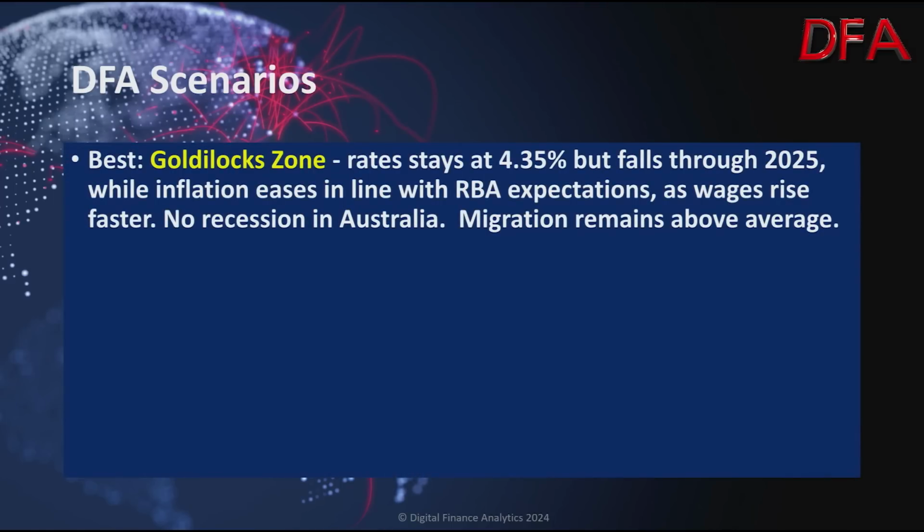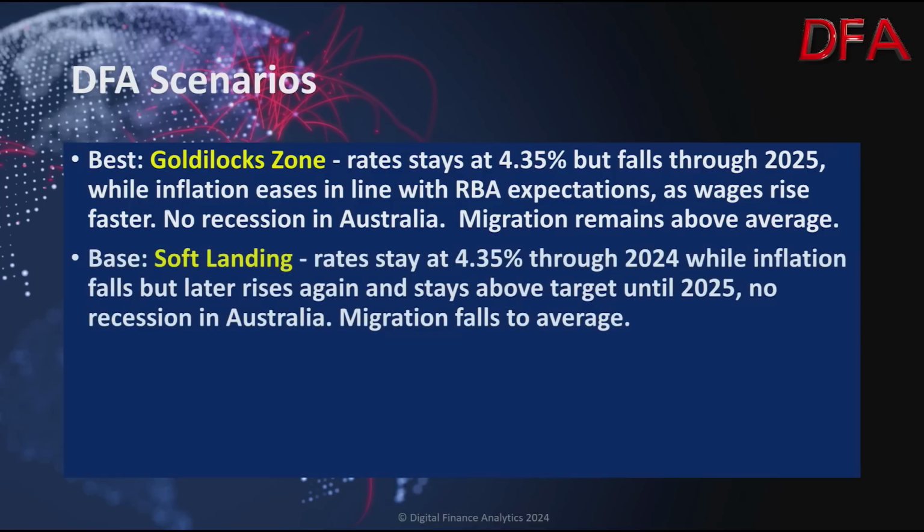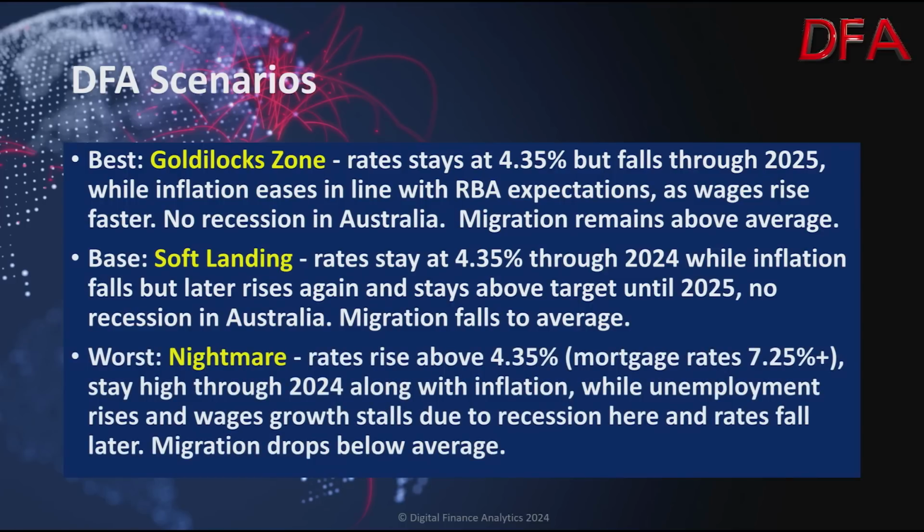There are three. The best case is the Goldilocks zone, where rates stay at 4.35% and then fall later. The soft landing is that we see rates around 4.35%, but inflation falls later, but rises again and stays above target. We don't get a recession in Australia, but migration starts to fall. And then the worst case, the nightmare scenario, where we see rate rises higher than 4.35%. They stay high through 24 into 2025. Unemployment starts to rise, wages growth stalls, and we get a recession locally. So those are the three scenarios. We could run others, but those are the three that we do.